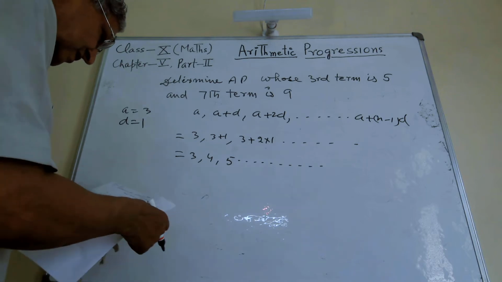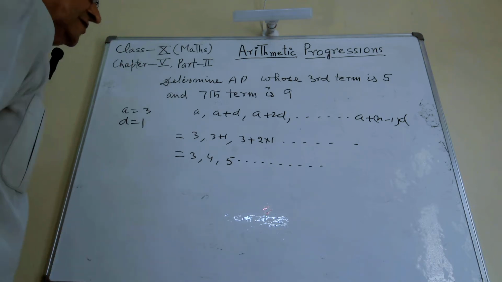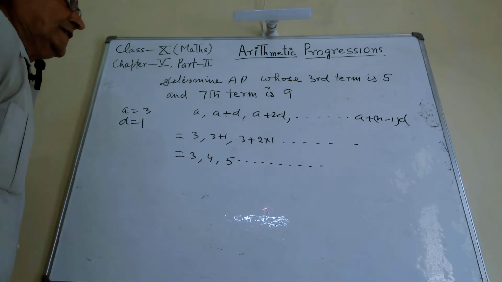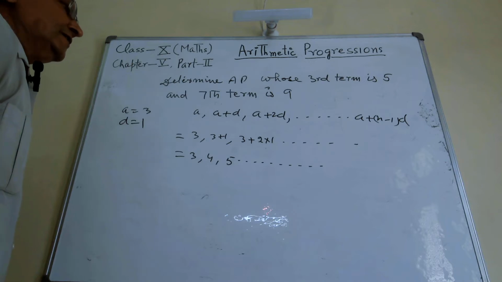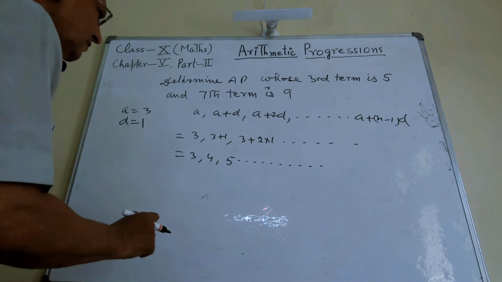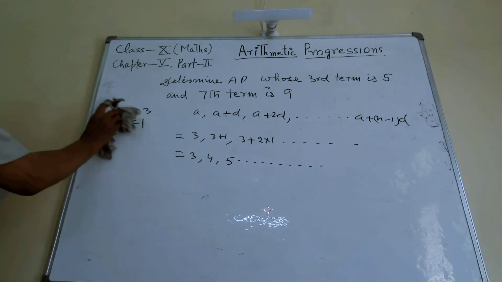So, my dear students, as I have said, this formula an is equal to a plus n minus 1 into d, you have to apply this formula to find the terms or a or d, whatever you want. Now, second question.